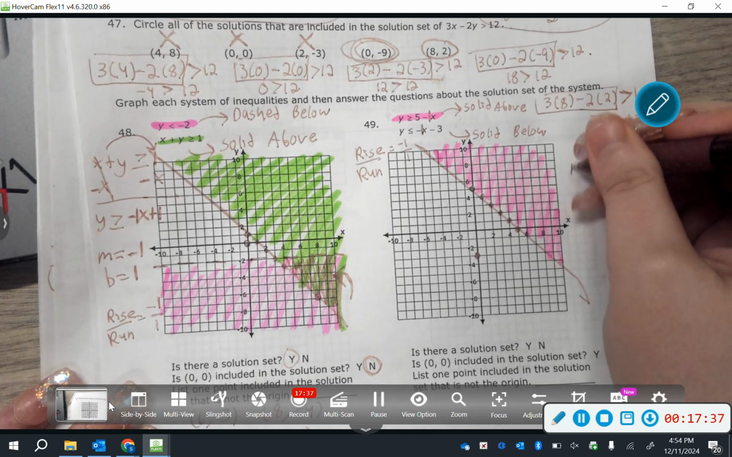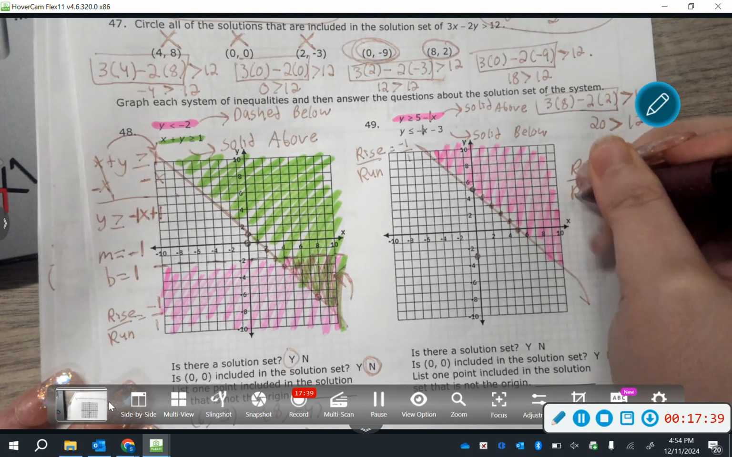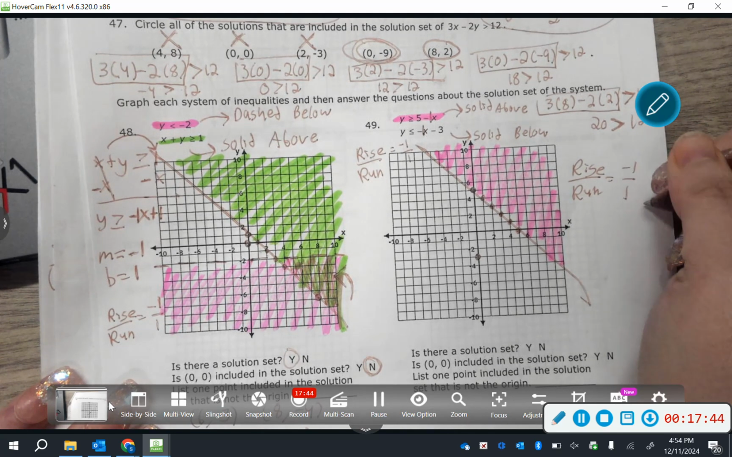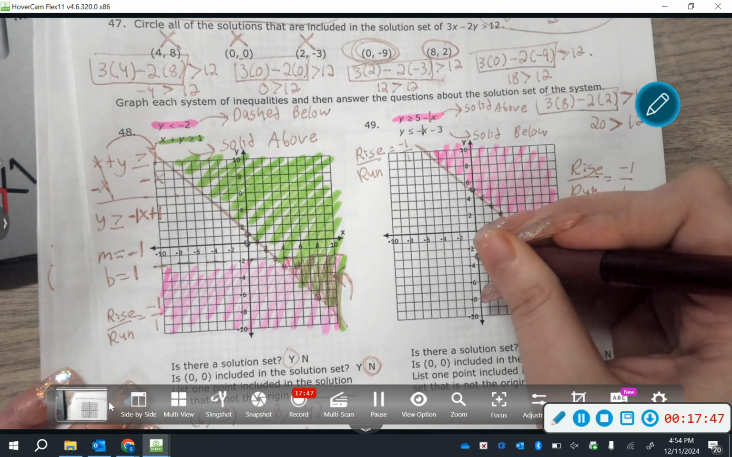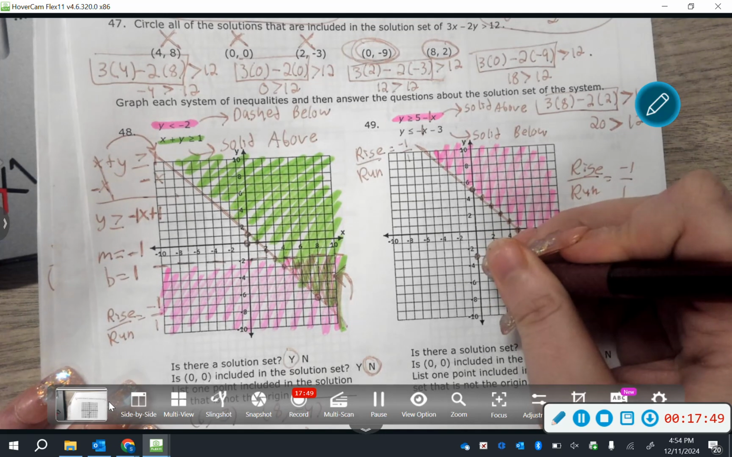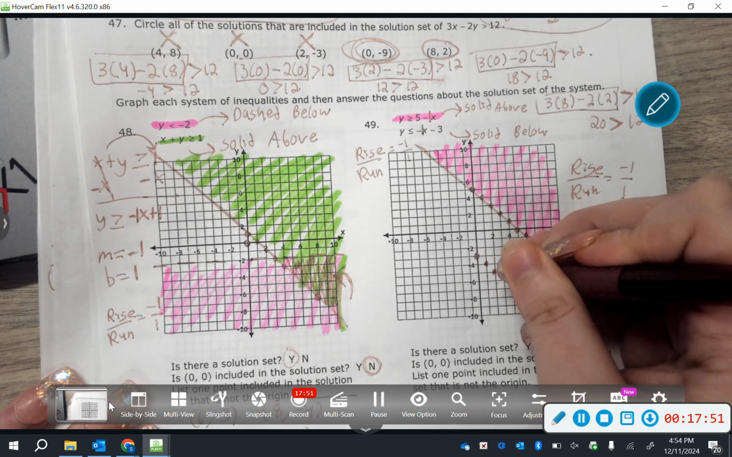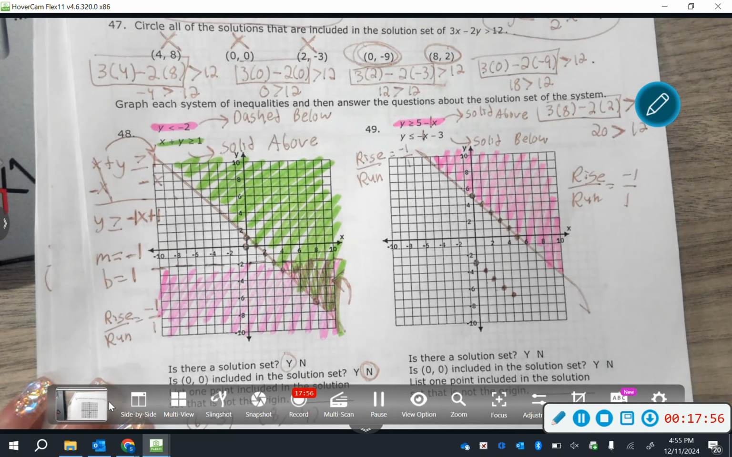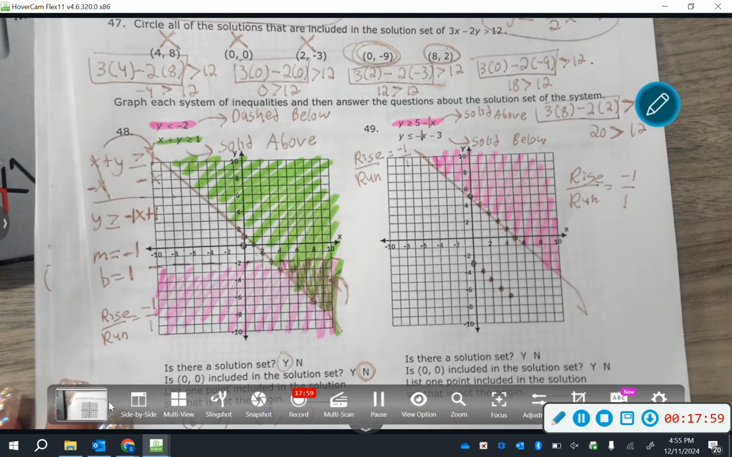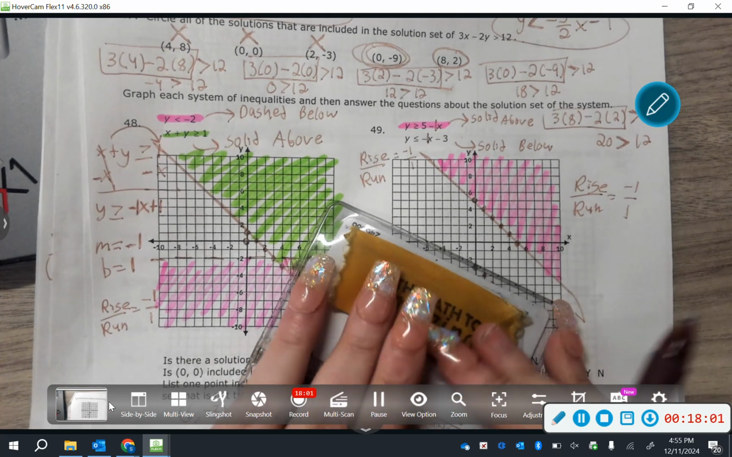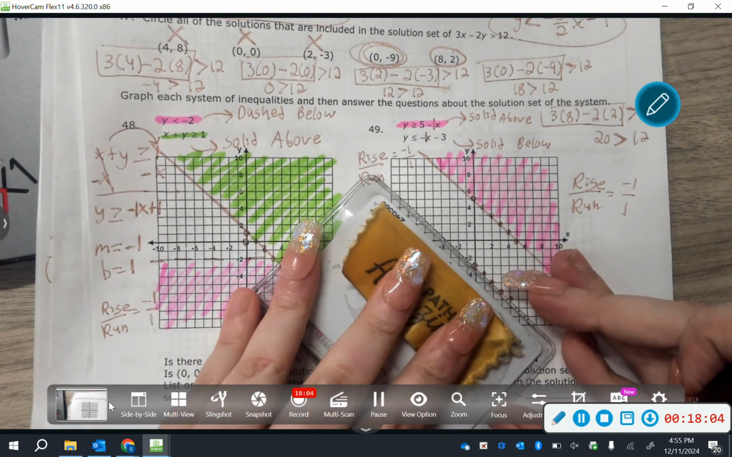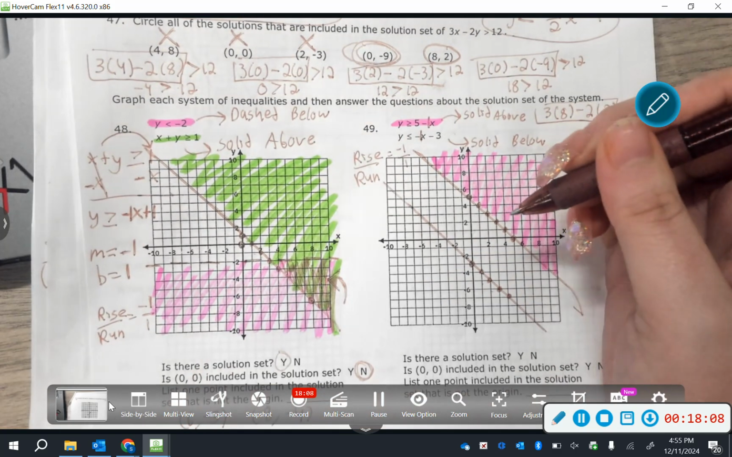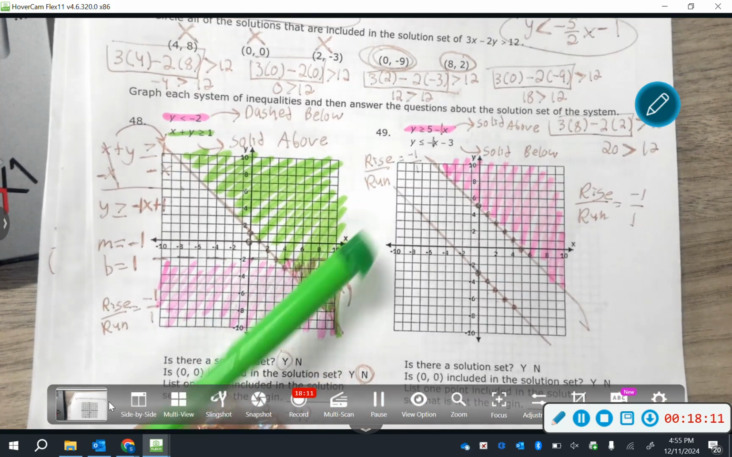My slope, my rise over run is -1 over 1. So it means down 1, right 1, down 1, right 1, down 1, right 1, and then you could keep going if you want. I'm going to use my straightedge to sketch my line. We said it's solid. And we said we're shading below.